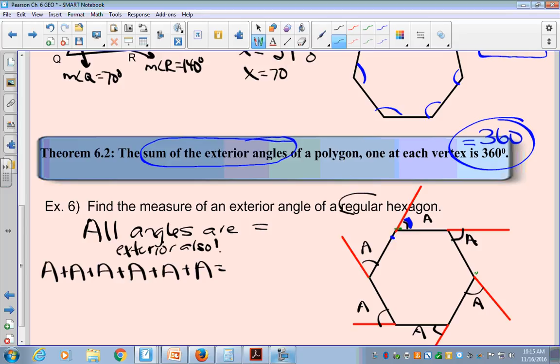What is an easier way to write A plus A plus A plus A plus A plus A, six times? 6A. So we're going to go ahead and write 6 times our angle is equal to 360. So you can cut out this middleman and just go 6 times your angle equals 360. And if that's the case, then A is equal to 60 degrees.